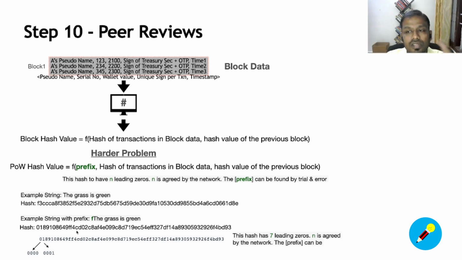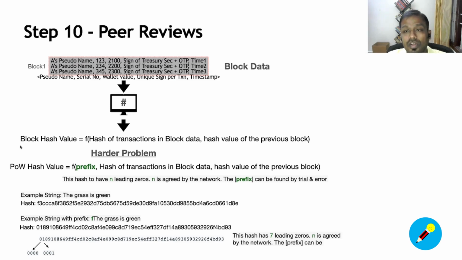So that X, or that N number of leading zeros, is agreed by the network. What this allows is that it makes the problem harder. Now, any node that wants its block to be validated by the other nodes to earn an incentive will also have to solve this problem of identifying this prefix such that the hash value, which is called a proof of work. So this whole idea is proof of work.